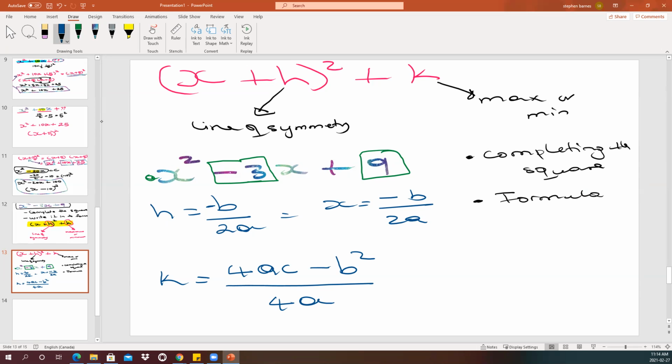And k is going to be your maximum or your minimum, right? So I'm going to work out h and k for this example, and then I'm going to plot this function on a graph for you, and we're going to check to see if our h, our maximum or minimum, and our line of symmetry are correct. So let's go.